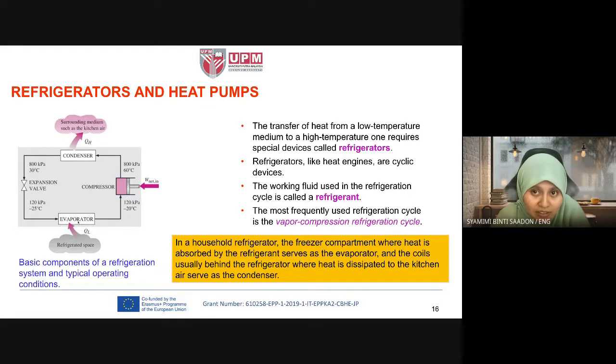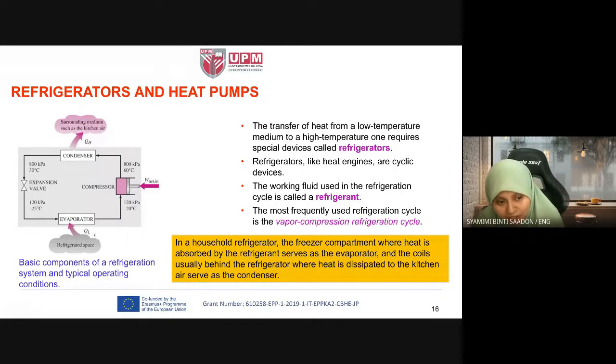Because your freezer is the main object, the main function of a refrigerator is to cool, right? To decrease temperature, to cool your things inside. That is our desired output for a refrigerator. The function is to cool the process. Okay, so the freezer compartment where heat is absorbed by the refrigerant serves as the evaporator.